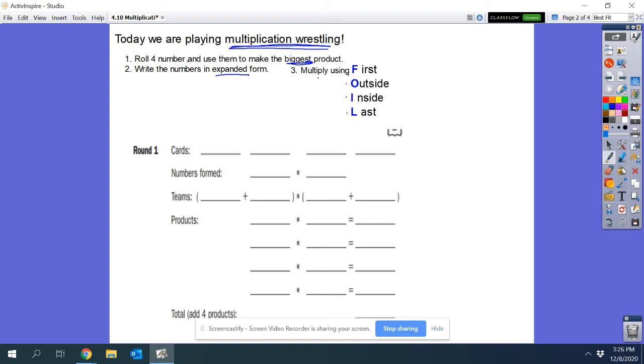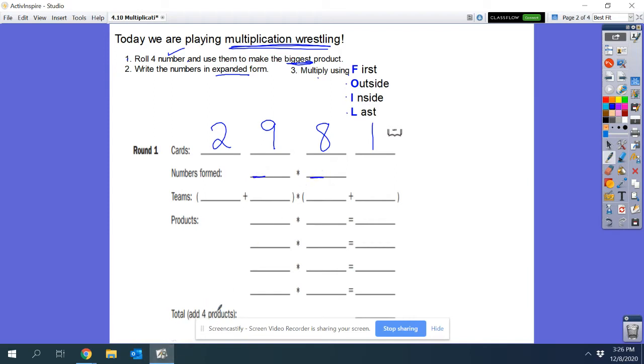So I am just going to pick 4 random numbers. I'll pick 2, 9, 8, and 1. Okay? And so now I've done the first part, I have my 4 random numbers. Now I need to use them to make the biggest product possible. So if I want the biggest product possible, I want to put the biggest numbers in my tens place.